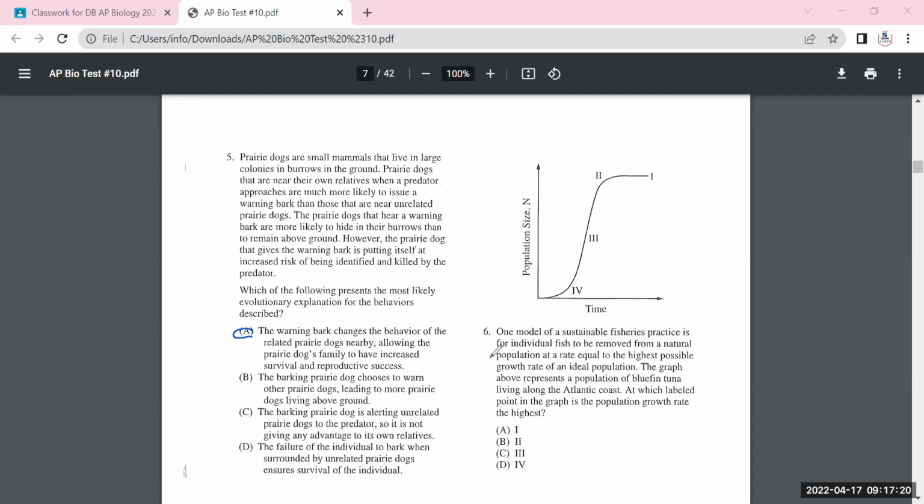Okay, number 6. One model of a sustainable fisheries practice is for individual fish to be removed from a natural population at a rate equal to the highest possible growth rate of an ideal population. The graph above represents a population of bluefin tuna living along the Atlantic coast. At which labeled point in the graph is the population growth rate the highest?